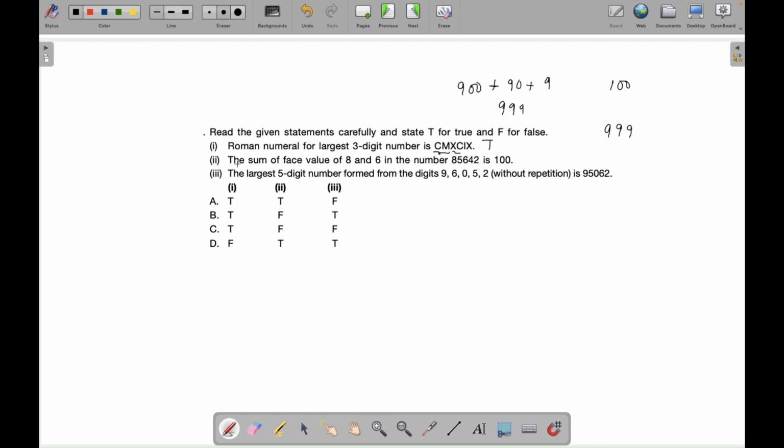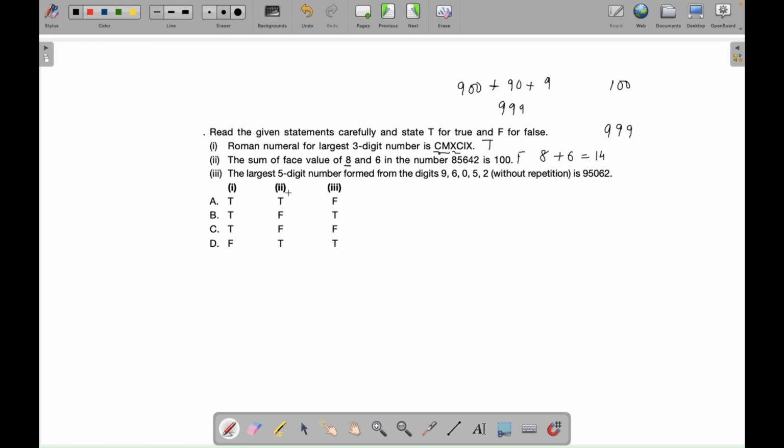The second question says the sum of the face values of 8 and 6 in the number 85642 is 100. We know that the face value of a given digit is the digit itself. So the face value of 8 would be 8, and the face value of 6 would be 6. So if we take the sum of the two, we'll get 14, which is not equal to 100. So this statement is false.